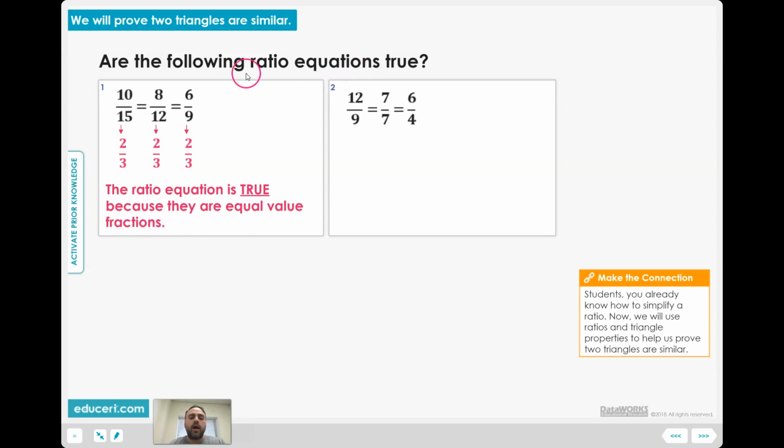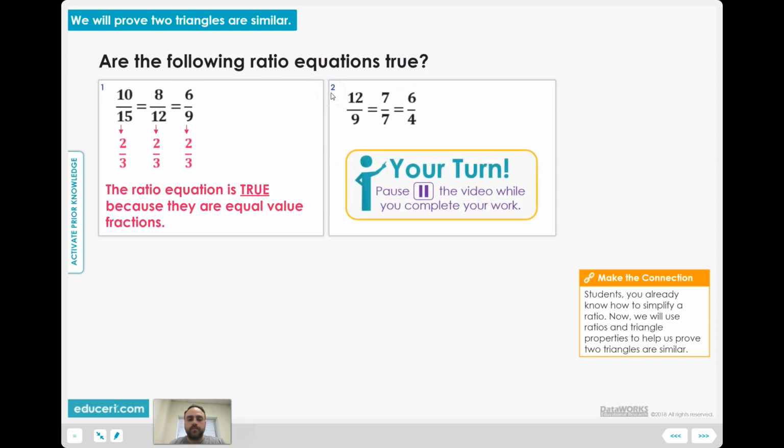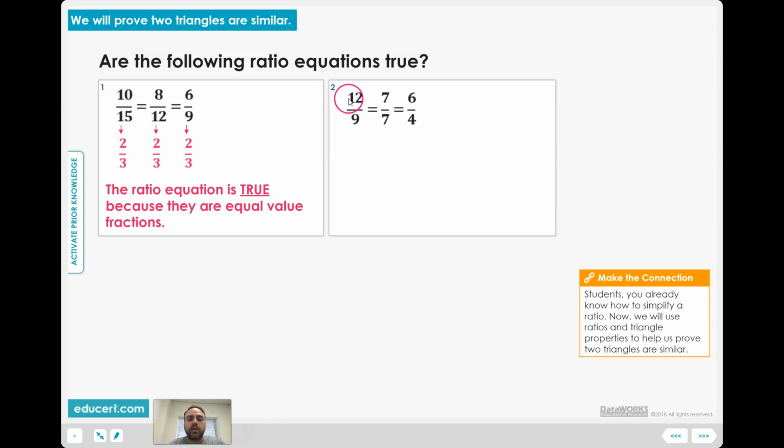Go ahead and try answering this question for number 2. The first fraction, 12 over 9, both values can be divided by 3. 12 divided by 3 is 4. 9 divided by 3 is 3. The next fraction says 7 over 7, which is another form of 1. So already we know that these two ratios are not equal. It is enough to say that this ratio equation is not true.